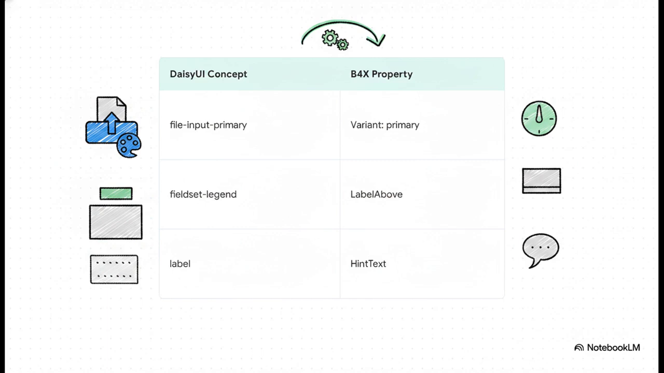Need a legend above the input? The CSS field set legend maps directly to the label above property. And what about that little helper text below the input? The CSS label is just your hint text property. It bridges web standard design directly with native B4X simplicity perfectly, a true one-to-one mapping.